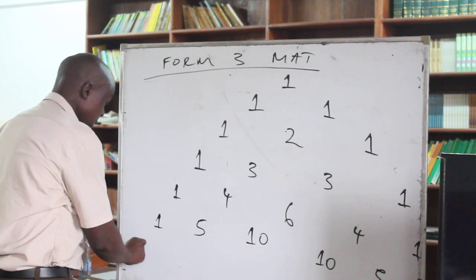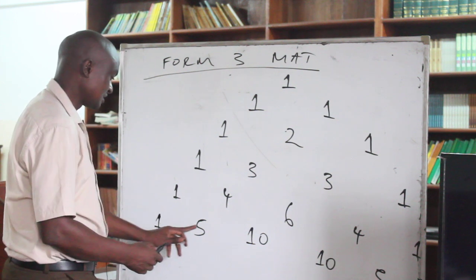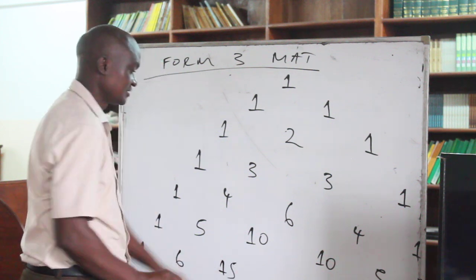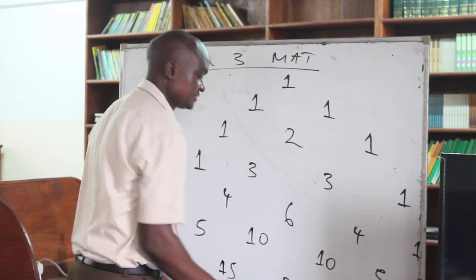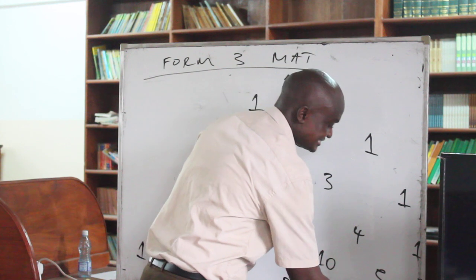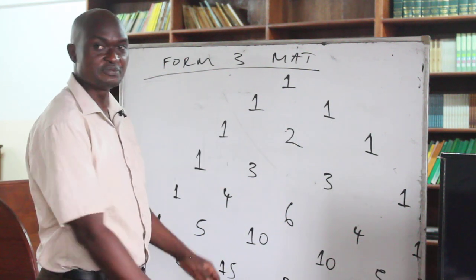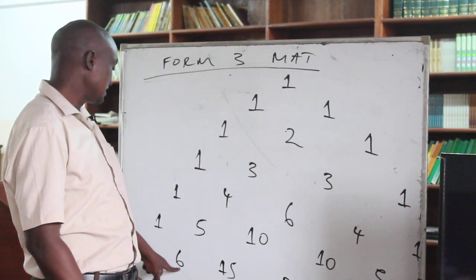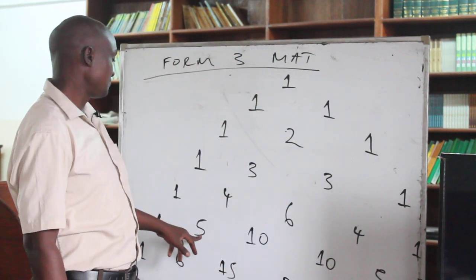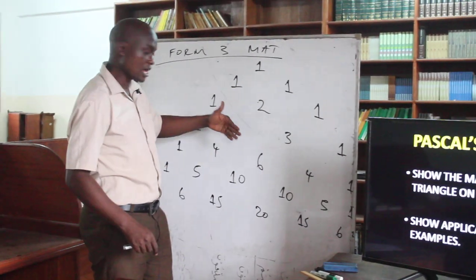1 plus 0, 1. The second one we said should be 6. If you expand to power 6, it should be 6. 1 plus 5, 6. 5 plus 10, 15. 10 plus 10, 20. 10 plus 5, 15. 5 plus 1, 6. And then finally 1. Again, the interesting thing to note is that the second last one should be the same as the power. When you expand to power 6, the second coefficient is 6. The second last is 6. When it is power 5, the second is 5. Second last is 5. And it goes on and on.